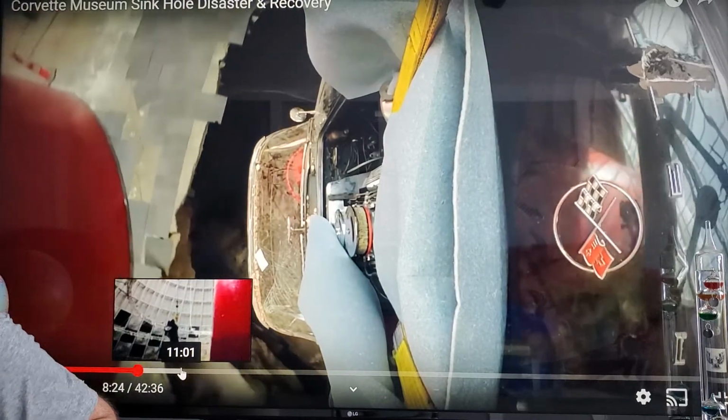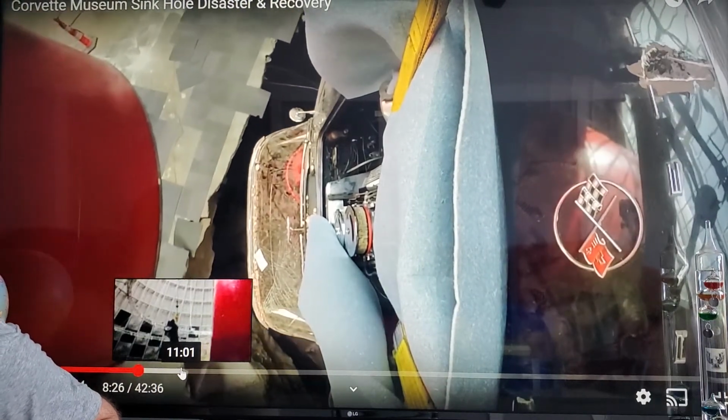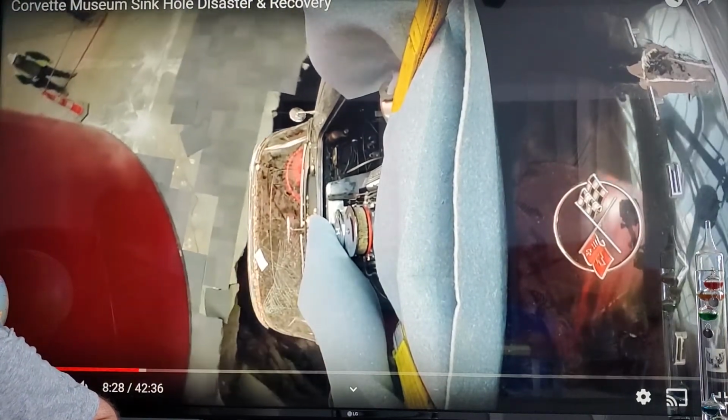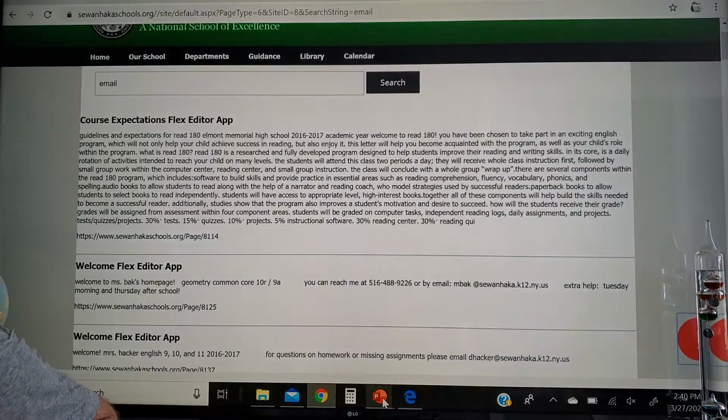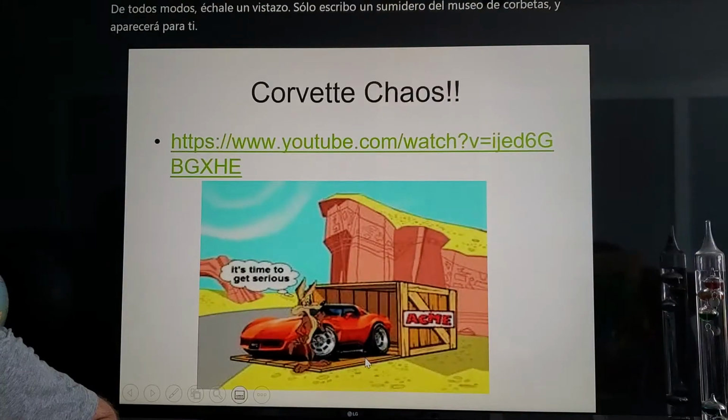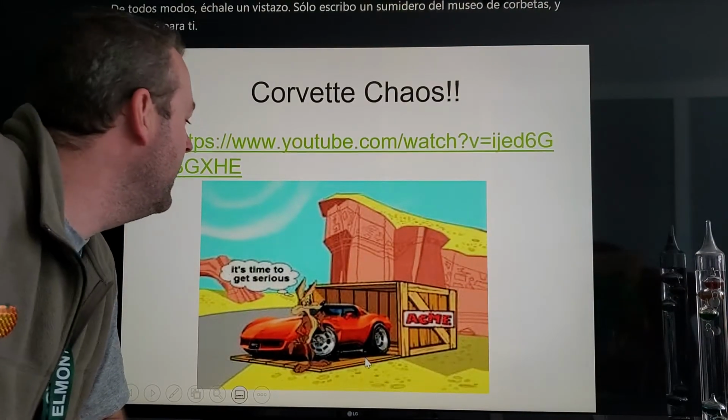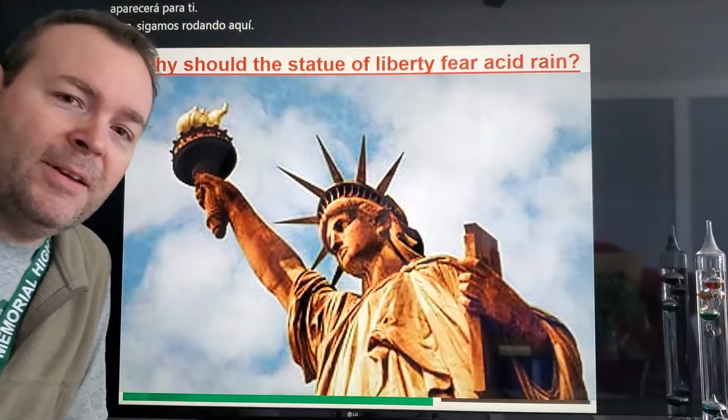Anyway, check it out. Just type in Corvette Museum sinkhole and it'll pop up for you. Okay, let's keep rolling here. No pun intended, right? Car rolling.